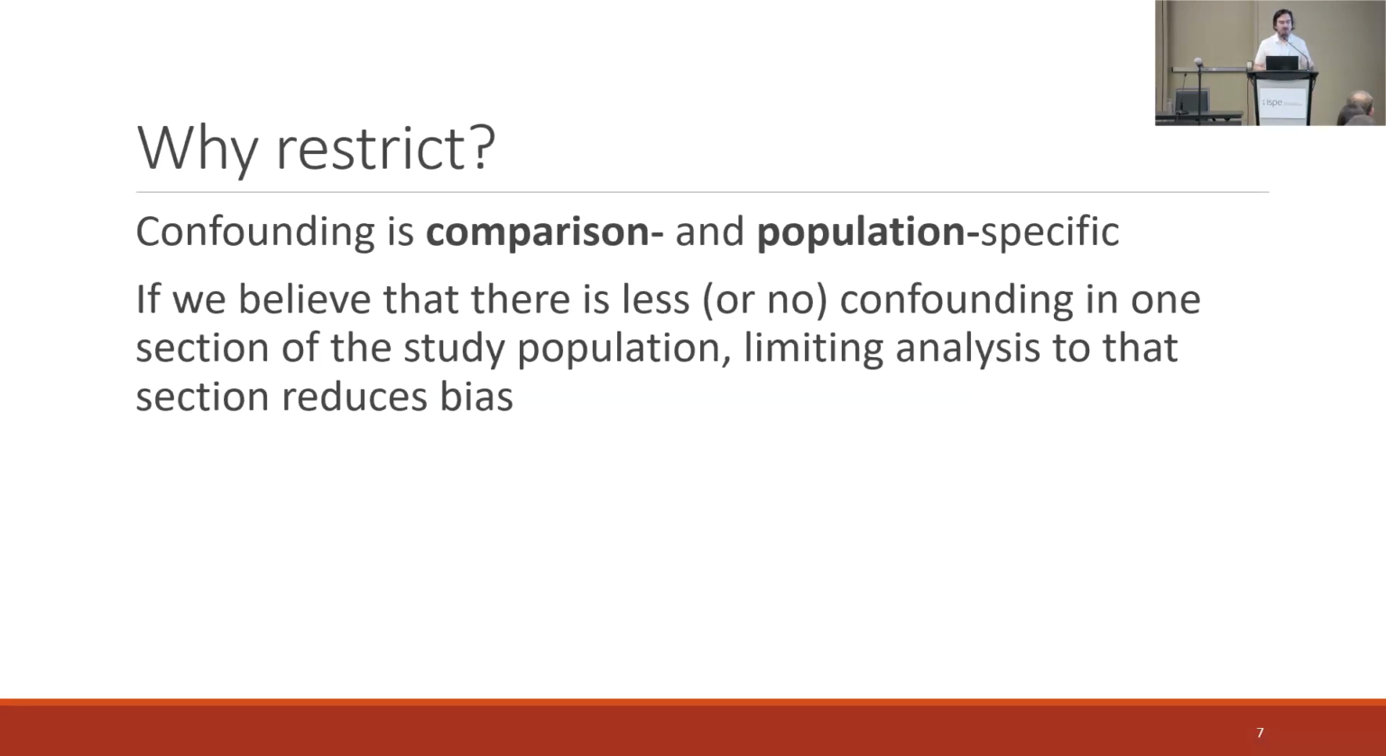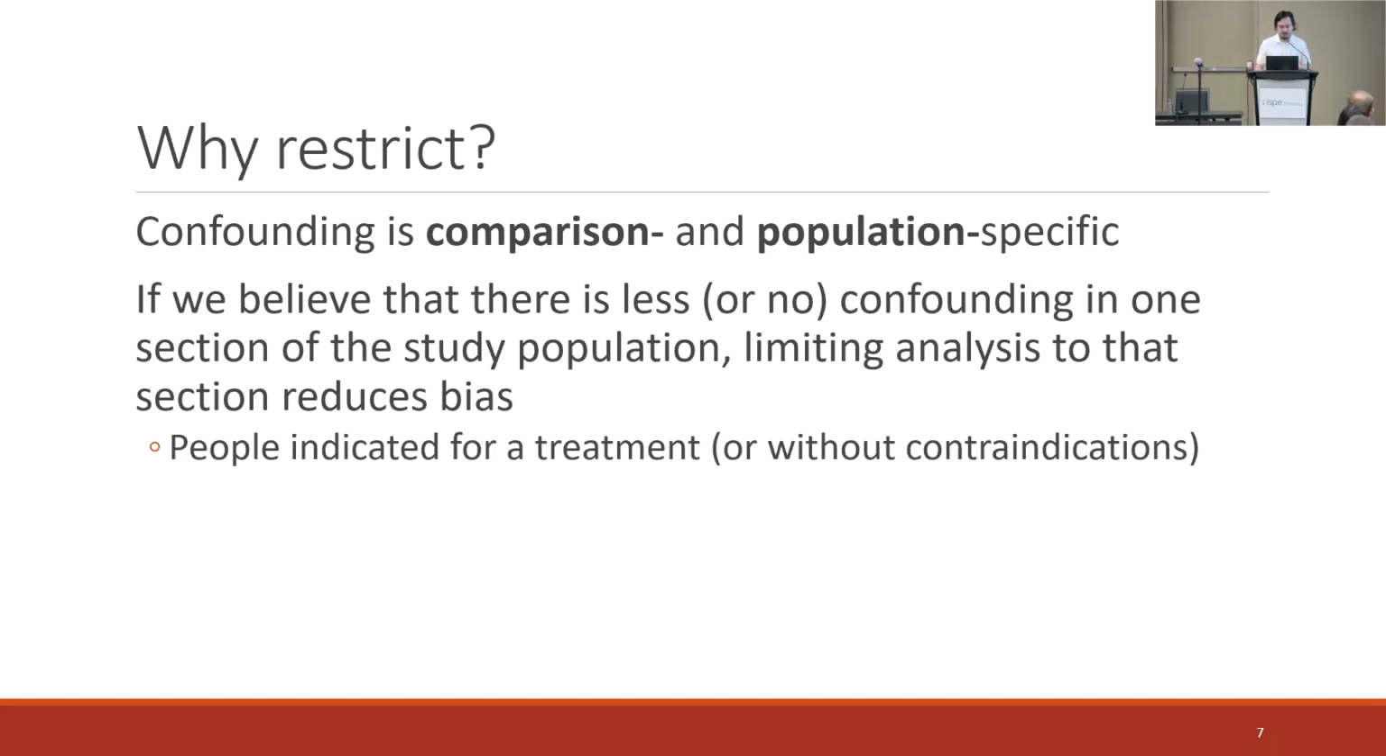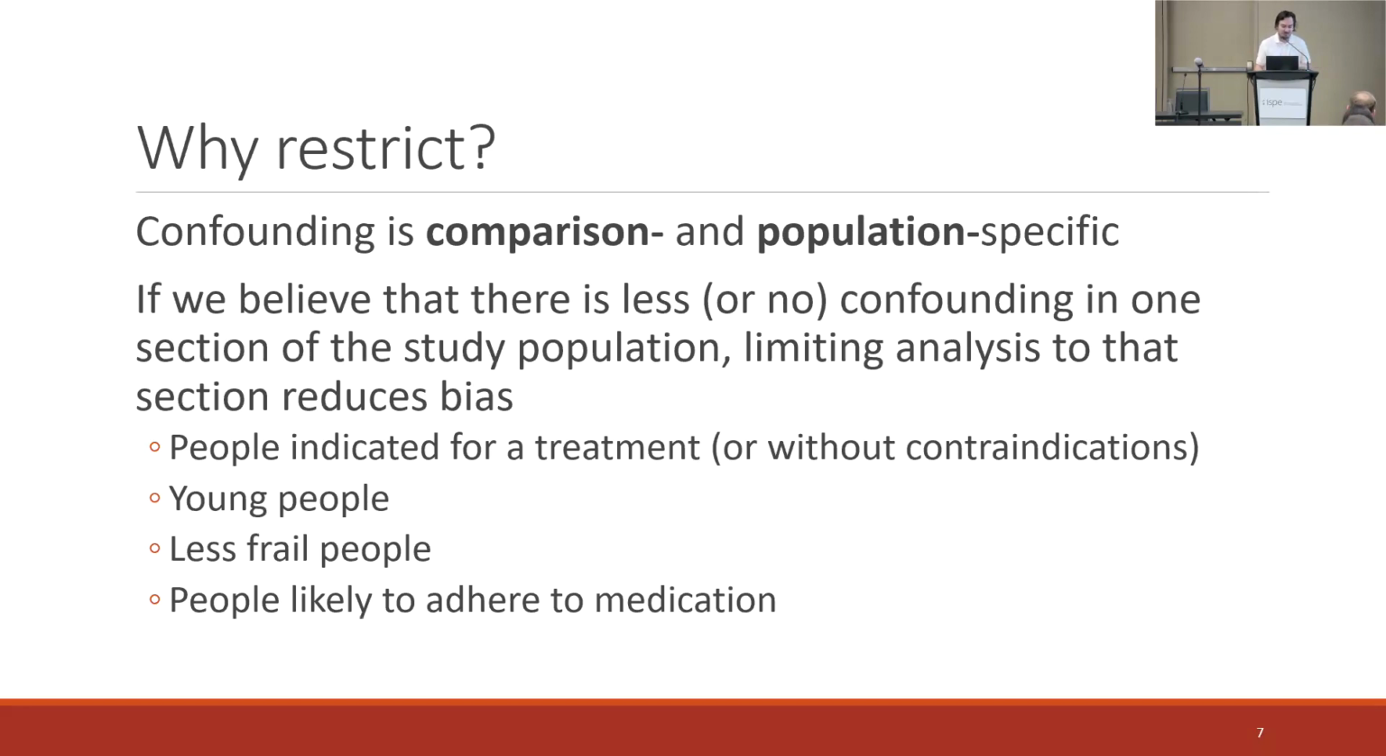And if we believe that one stratum of our population has less or no confounding, and then we limit our analyses to those people, we reduce bias, right? We've eliminated or at least reduced the confounding bias. So a lot of the time, this is why we do our analyses limited to people who are indicated for treatment or people without contraindications. Or we do an analysis in young people so we don't have to worry about frailty. Or we do one in less frail people so we don't have to worry about frailty.